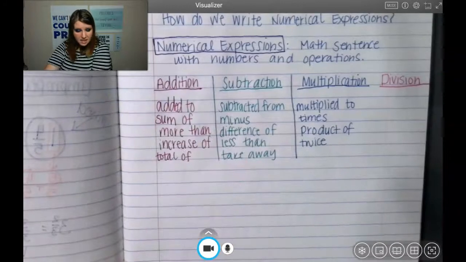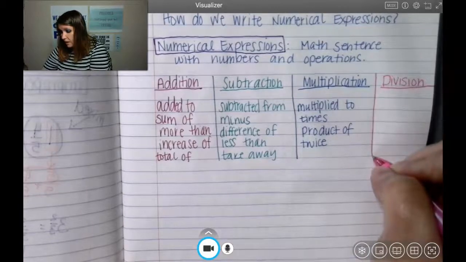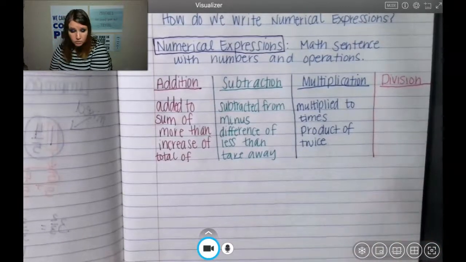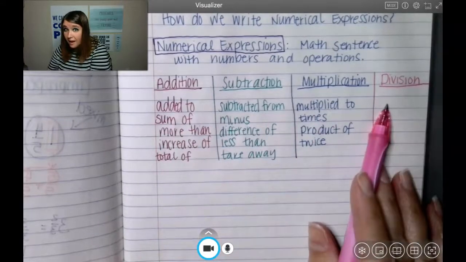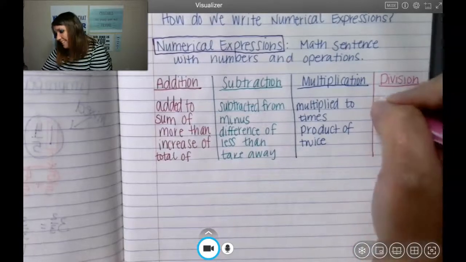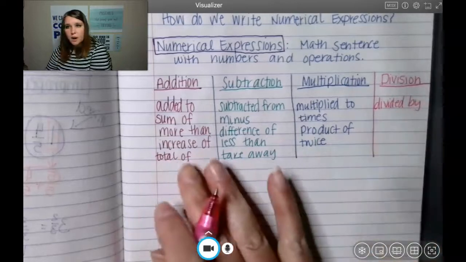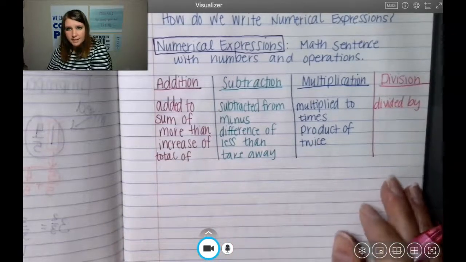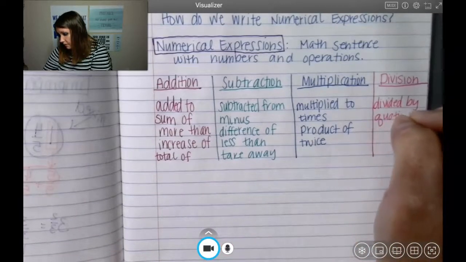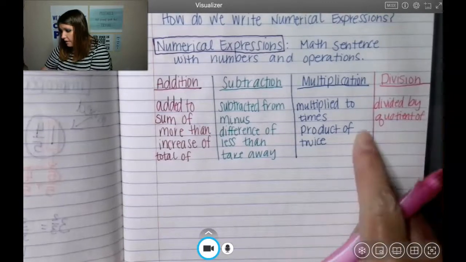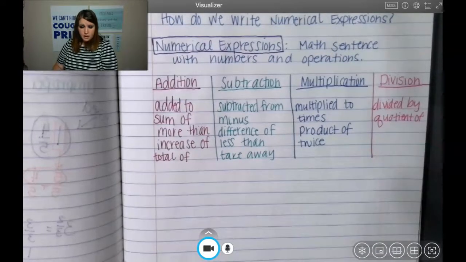Okay. And our last category, if you can think of more, go ahead and add those. We can talk about those in class, like when we add more to our notes. Okay, added to, subtracted from, multiplied to, divided by. Okay, divided by. Remember, you can pause this video at any time so that you can write these down. Oh, and this word, quotient. The quotient of. Quotient is a huge division word, so make sure that you know quotient of.